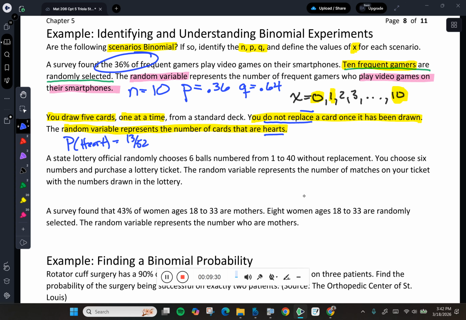But if I don't replace that card, then when I pick the second time, I no longer have 52 cards in the deck. And depending on whether that first card was a heart or was something else, it might be 13 out of 51 if it wasn't a heart, or only 12 out of 51 if it was a heart. So since the second card, the second pick, the second trial, depends on the outcome of the first, this is not independent.